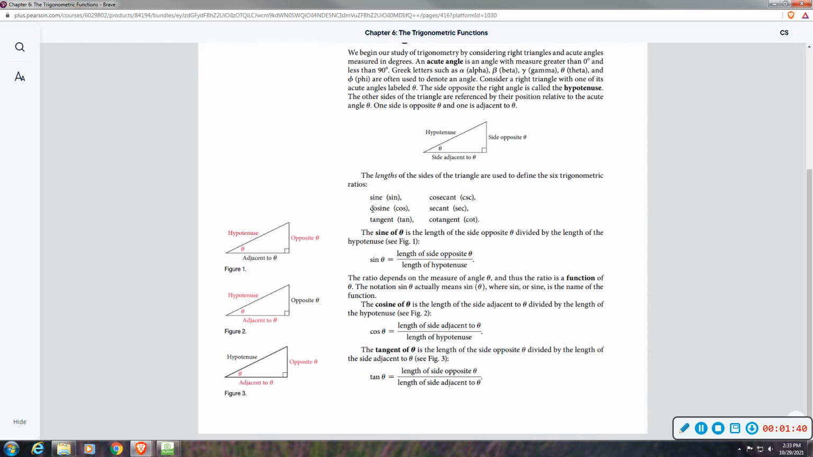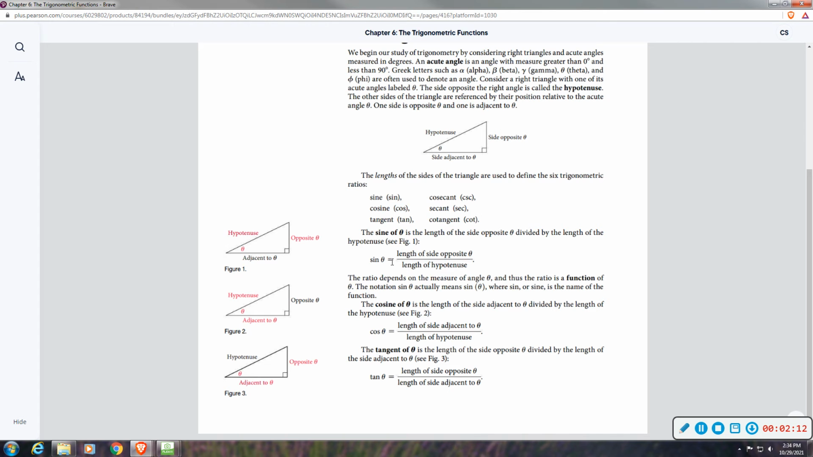The six trig functions that we will be learning are sine, cosine, tangent, cosecant, secant, and cotangent. They're labeled right across from their reciprocal function. So the reciprocal of sine is cosecant, the reciprocal of cosine is secant, the reciprocal of tangent is cotangent. Here again you can see the opposite, the adjacent, and the hypotenuse labeled.